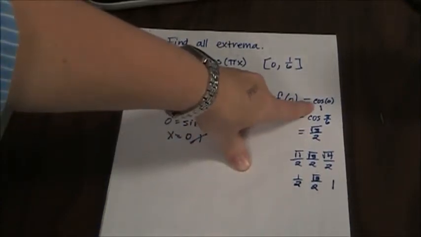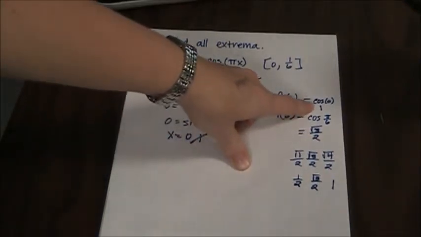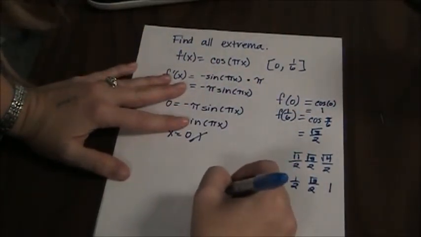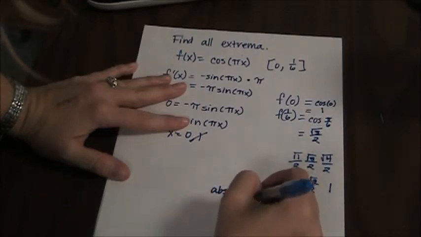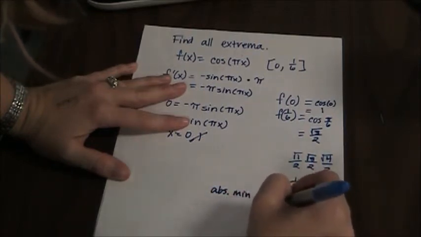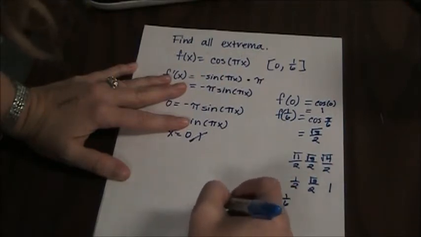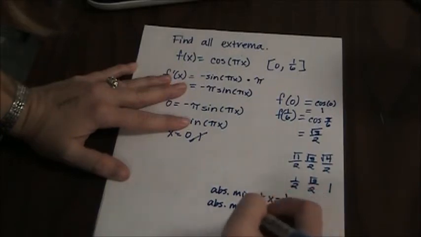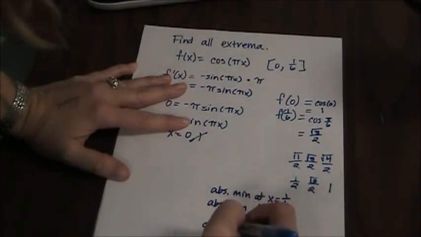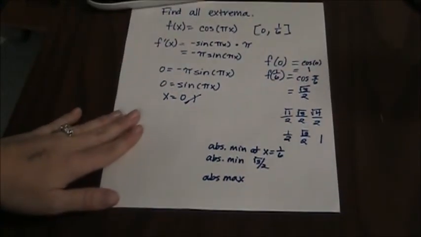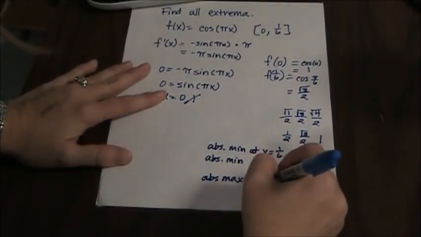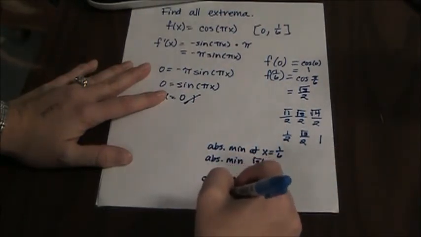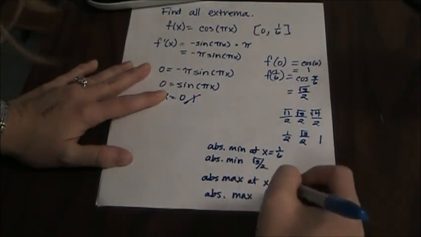This is your absolute maximum. The absolute minimum would be square root of 3 over 2. Absolute maximum at x equals 0, and the absolute maximum would be 1.